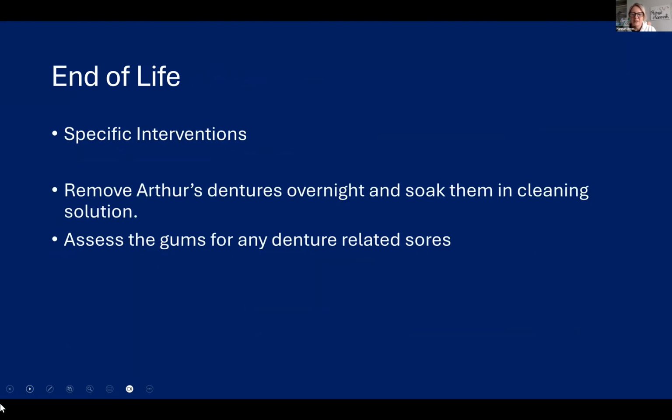Specific interventions, so we need to remove the dentures overnight and soak them in a cleaning solution. And we should assess the gums for any denture-related sores as well.